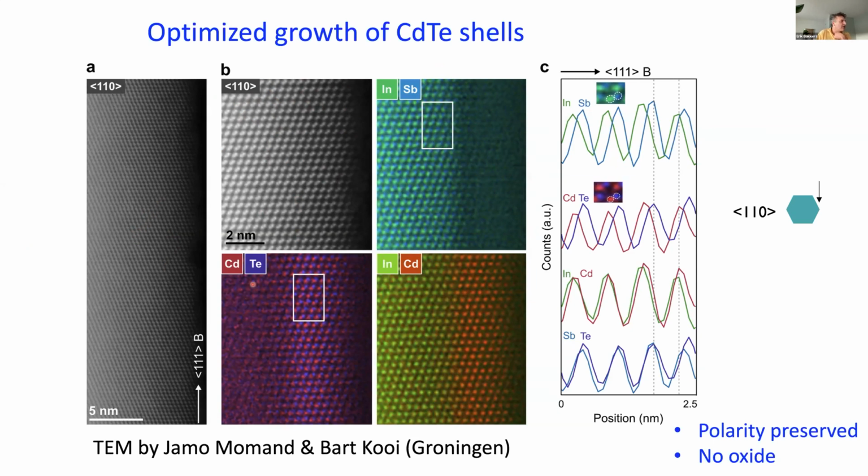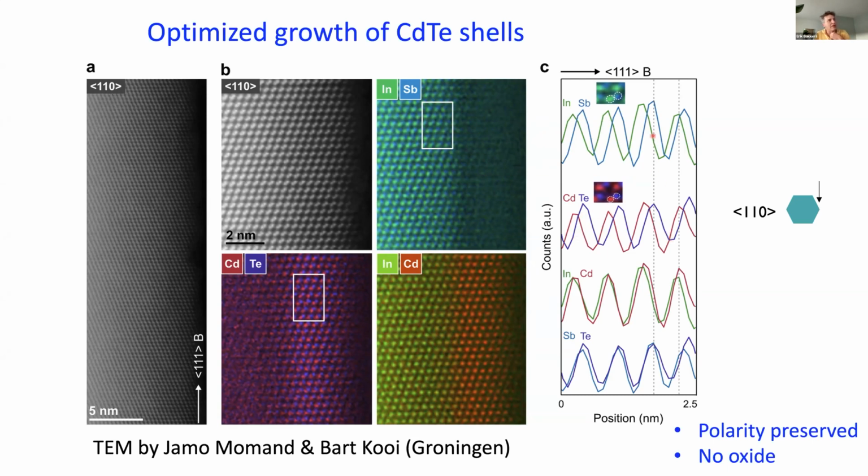And we can do the same for cadmium and tellurium. So also here you can see the dumbbells. And what we did next is we integrated over this rectangle here along this 111B direction. And then we can find the positions of these atoms. So here you can see the indium atoms, the antimonides. And you can see that there is a small offset here, and we can do the same for the cadmium and the tellurium atoms, which you can see here. So here we have the cadmiums, here we have the telluriums.